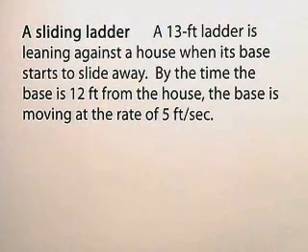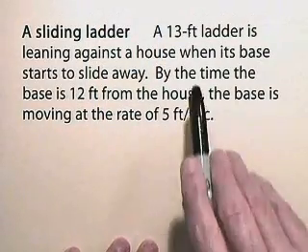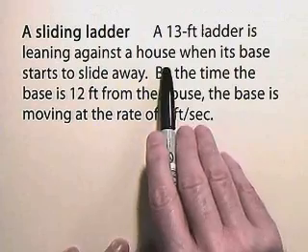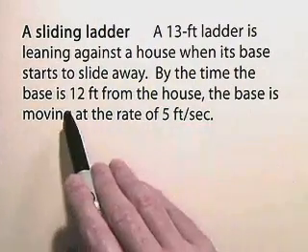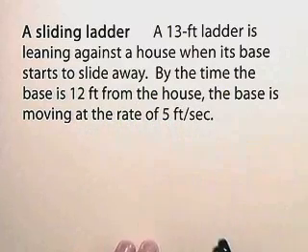Well, let's look at an application of our relation between related rates and distance. In this case, we're going to deal with the classic problem of the sliding ladder. A ladder leaning against the wall, and it starts to slide from the base. Let's look at this in more detail. A sliding ladder. A 13-foot ladder is leaning against a house when its base starts to slide away. By the time the base is 12 feet from the house, the base is moving at the rate of 5 feet a second.